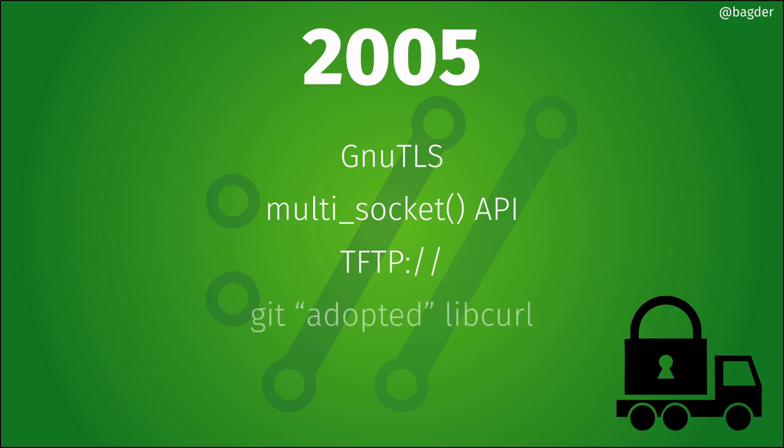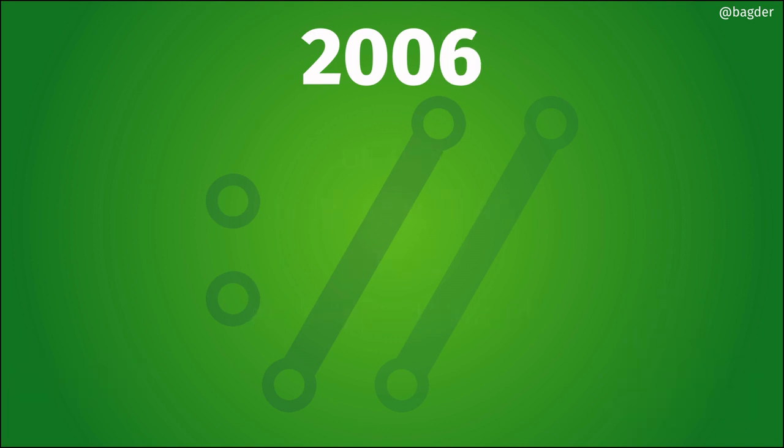Support for TFTP, why not? It's UDP based, so it was a bit different. It added a few quirks, but sure. And look at that. Someone created a tool called Git, and they adopted libcurl for doing HTTP. So if you check out code over HTTP or HTTPS, I think these days you can only do it over HTTPS, they use libcurl to do it. They actually use libcurl for more things than just HTTPS, but still, that's sort of the primary thing.